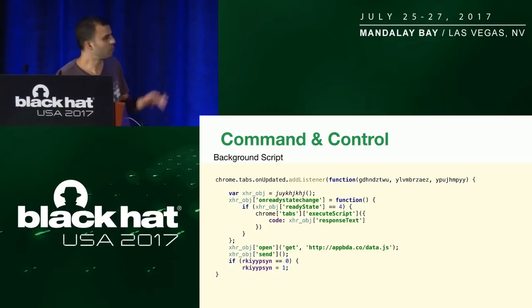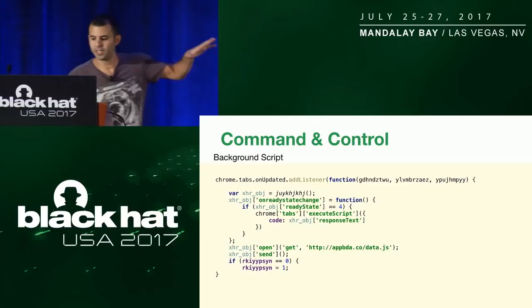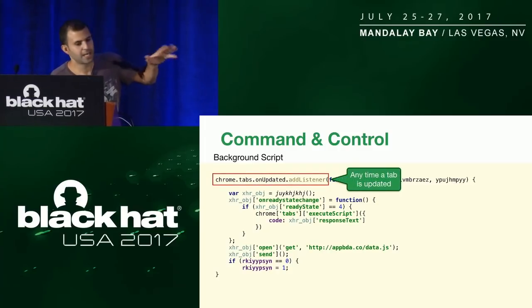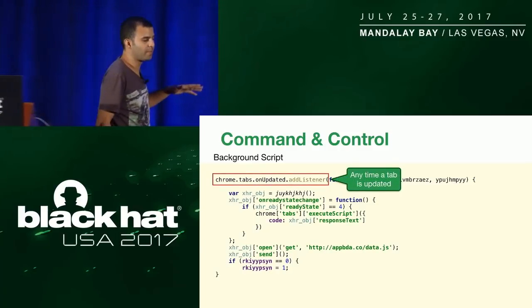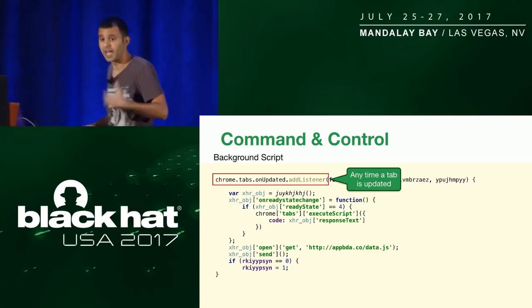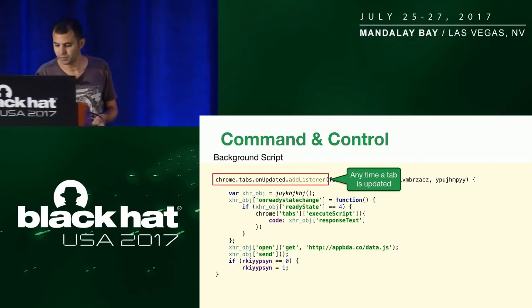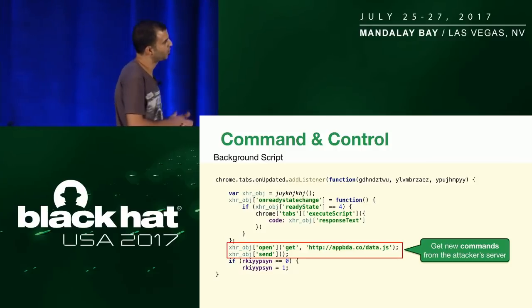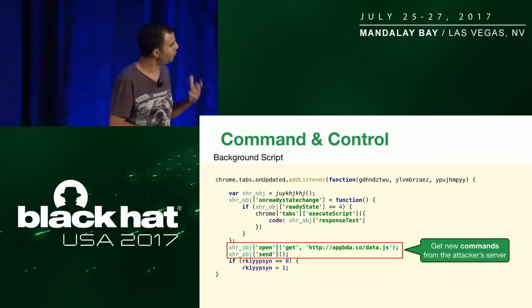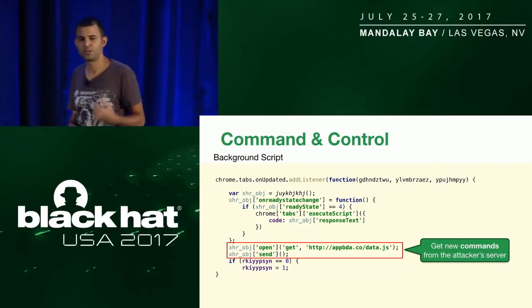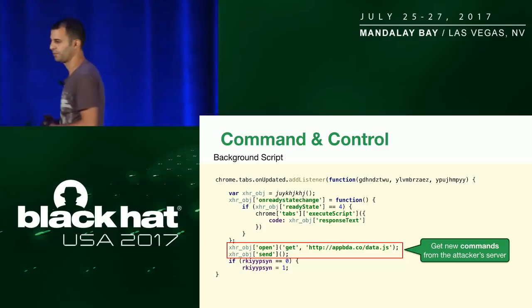What we see here: this background script is actually the command and control system of the attacker. I'll explain. Let's see what it does. First, it adds a listener that is triggered every time a tab is updated, on any change on any tab. Then it goes to a server belonging to the attacker, and gets a file called data.js, which is the commands file to this bot from the attacker server.